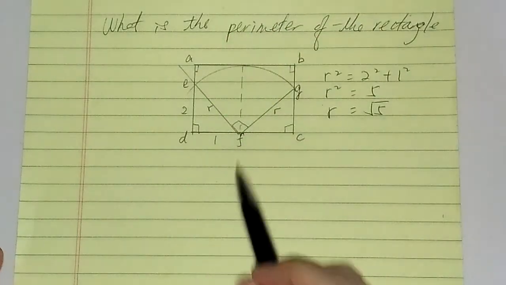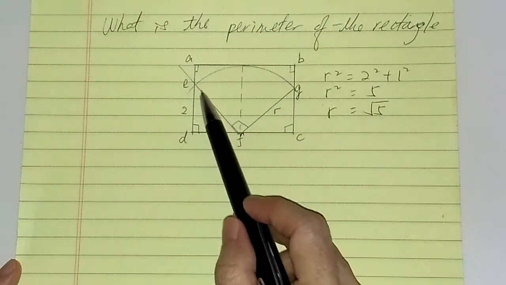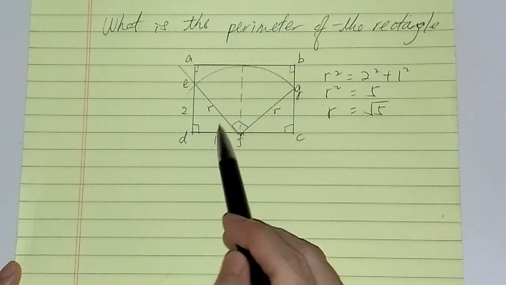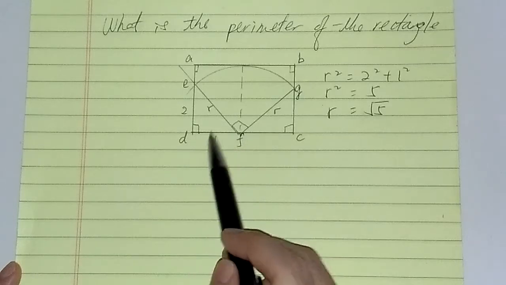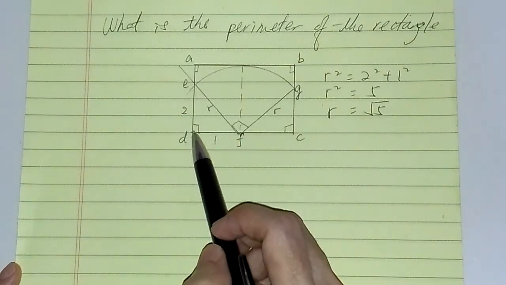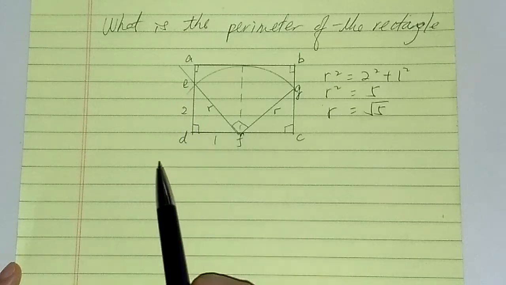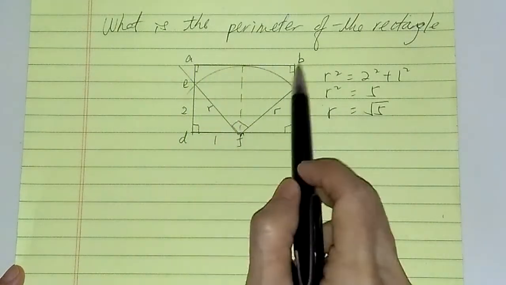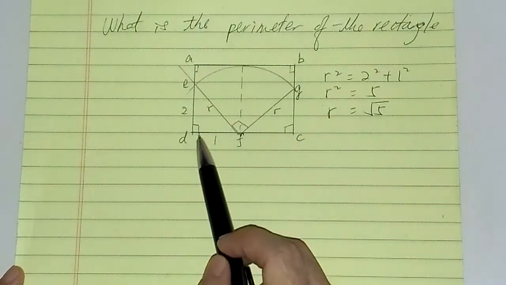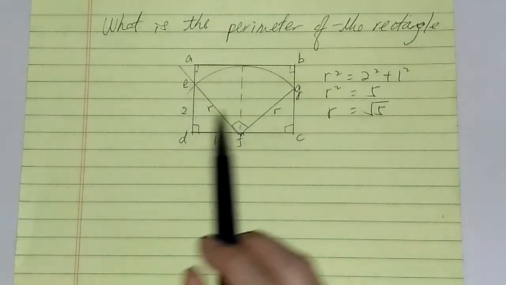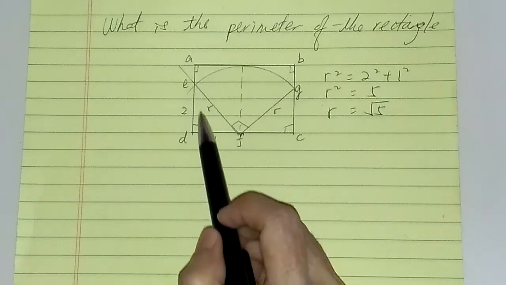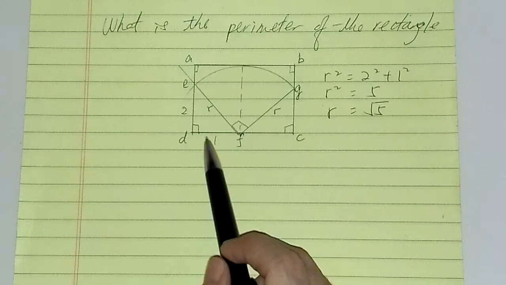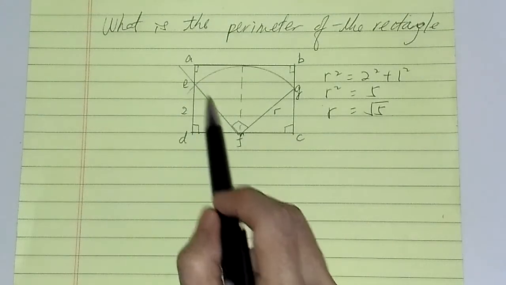This is the radius of the circle, R. The length from D to F is 1 cm, and D to E is 2 cm. You're asked to find the perimeter: AB, BC, CD, DA. If you look at this, this is a right angle triangle. If we know that this is 2 and this is 1, we can use Pythagoras' theorem to find R.